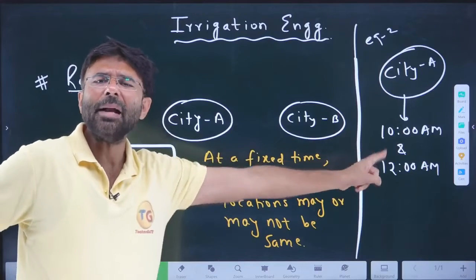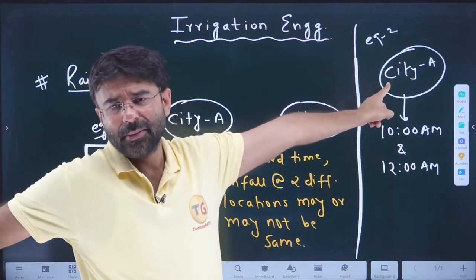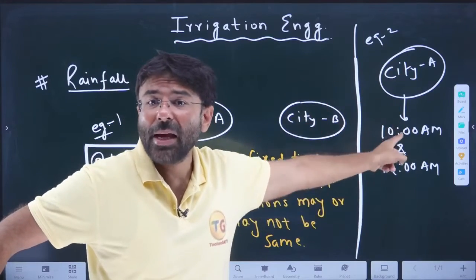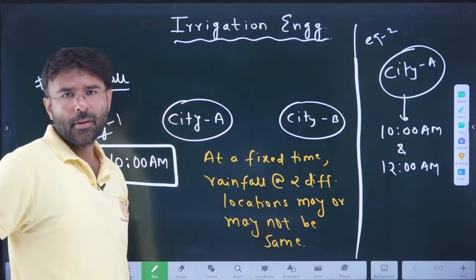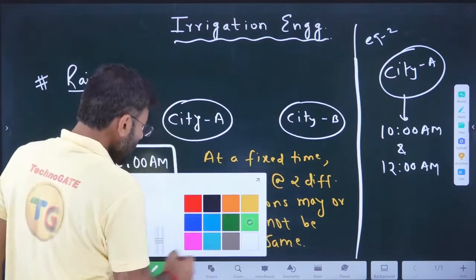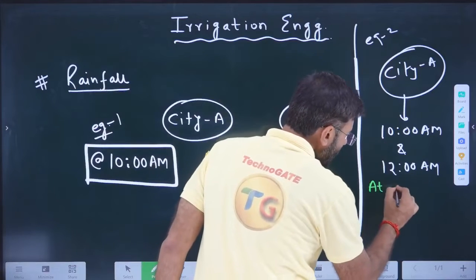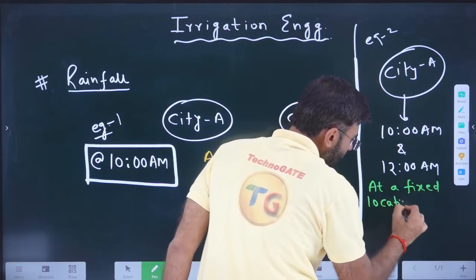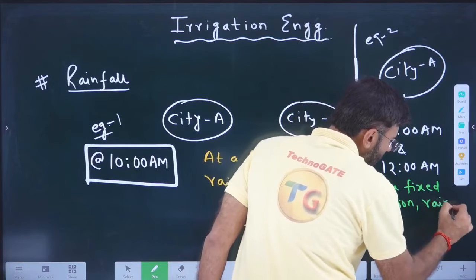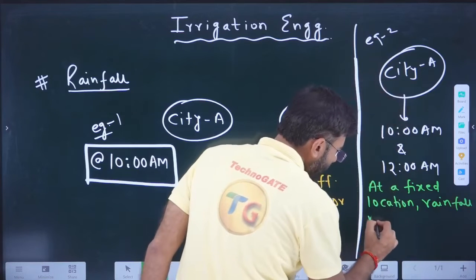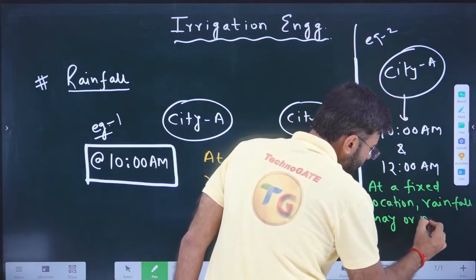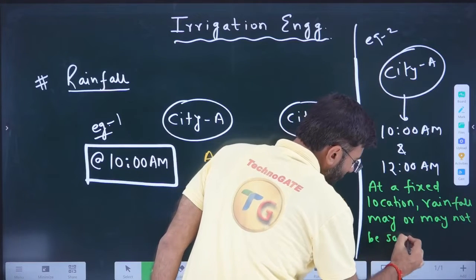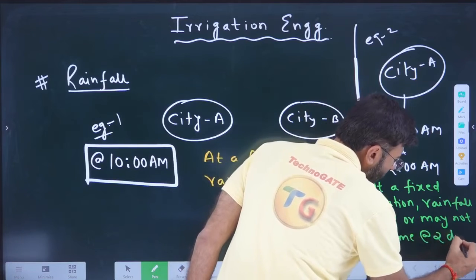The same thing can be written for this. At a fixed location, rainfall may or may not be same at two different times. So what can be the conclusion for the second example? At a fixed location, rainfall may or may not be same at two different times.